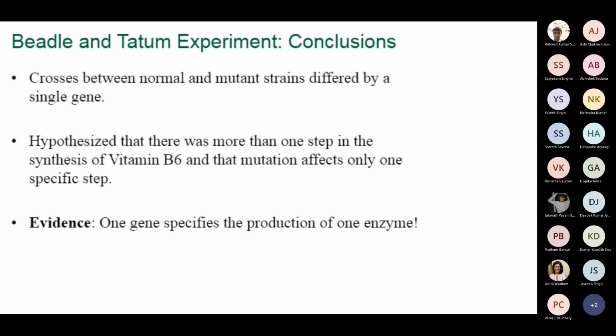So essentially, there is more than one step in the system with synthesis of vitamin B6, and the mutation affects only this one specific step. All right. So by mating, this mutation was removed.